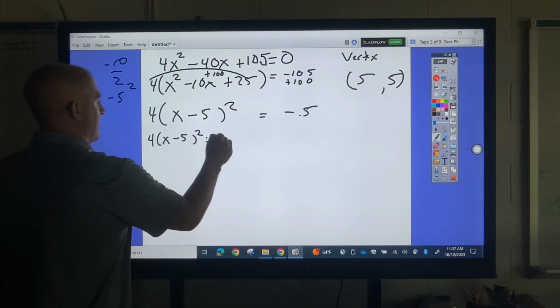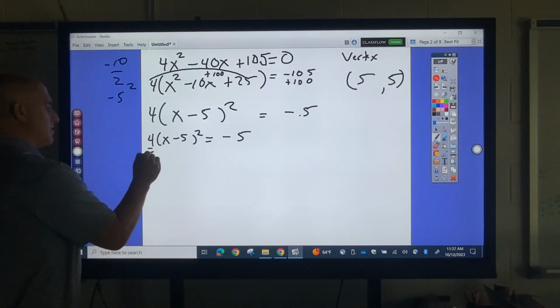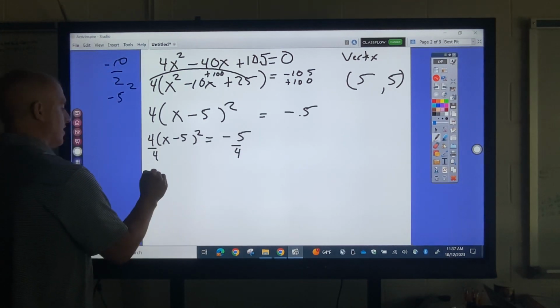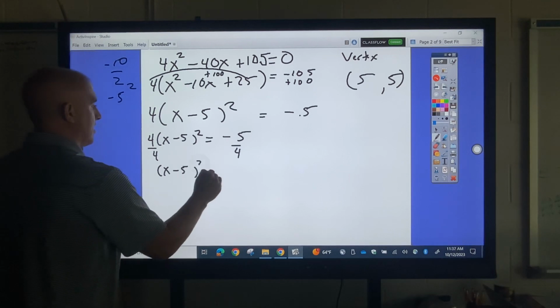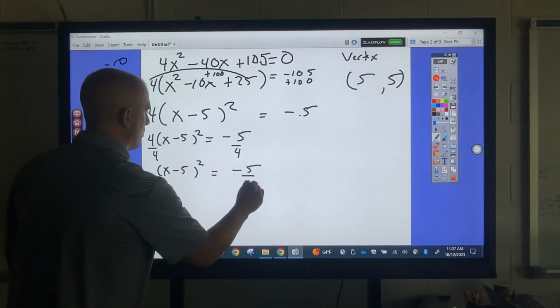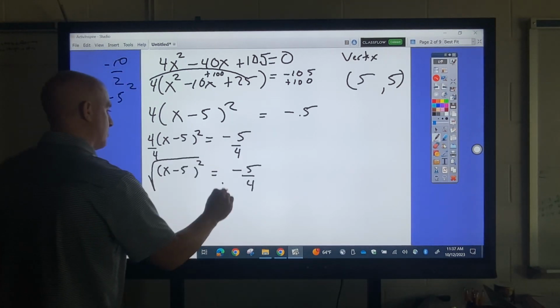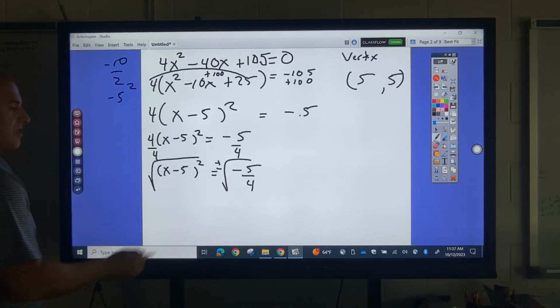A little bit more detail there. Okay, what I have to do is divide by 4, sorry. (x − 5)² = −5/4. Now, I would take the square root, plus and minus. Now let's talk about how you rationalize that.